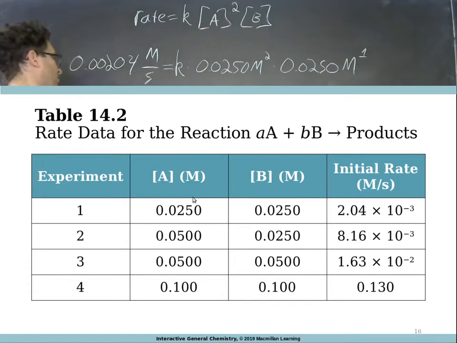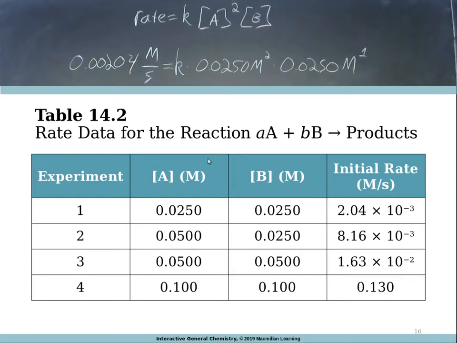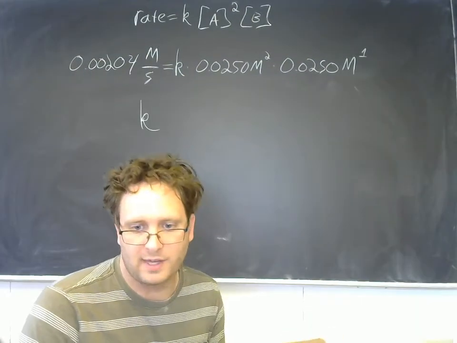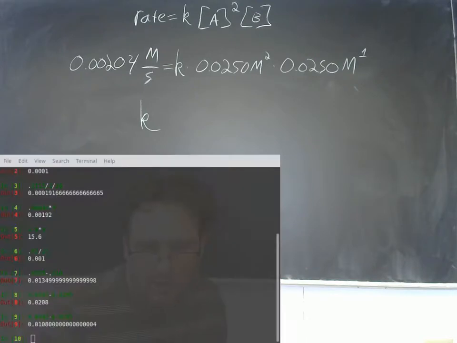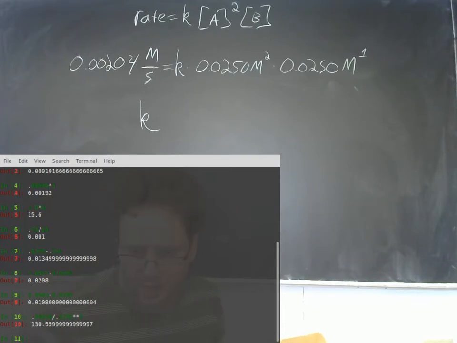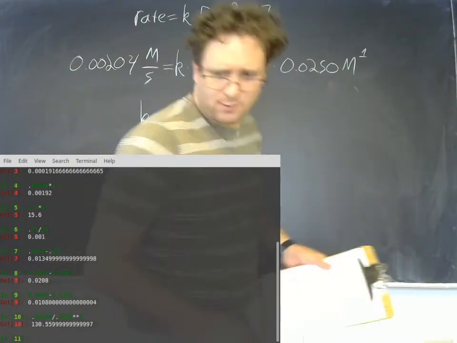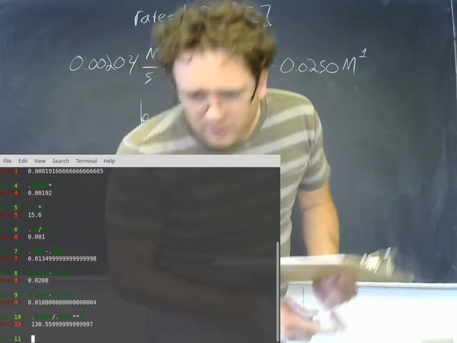And we can solve for k now. It's a bit tedious, but if you've got a calculator, then it's not that bad at all. So I'm going to say k is equal to 0.00204 divided by 0.0250, and that'll be raised to the third power, because we've got the 0.0250 squared and then the 0.0250 to the first power. We can just cube that. And so k is equal to, looks like, 130.6.